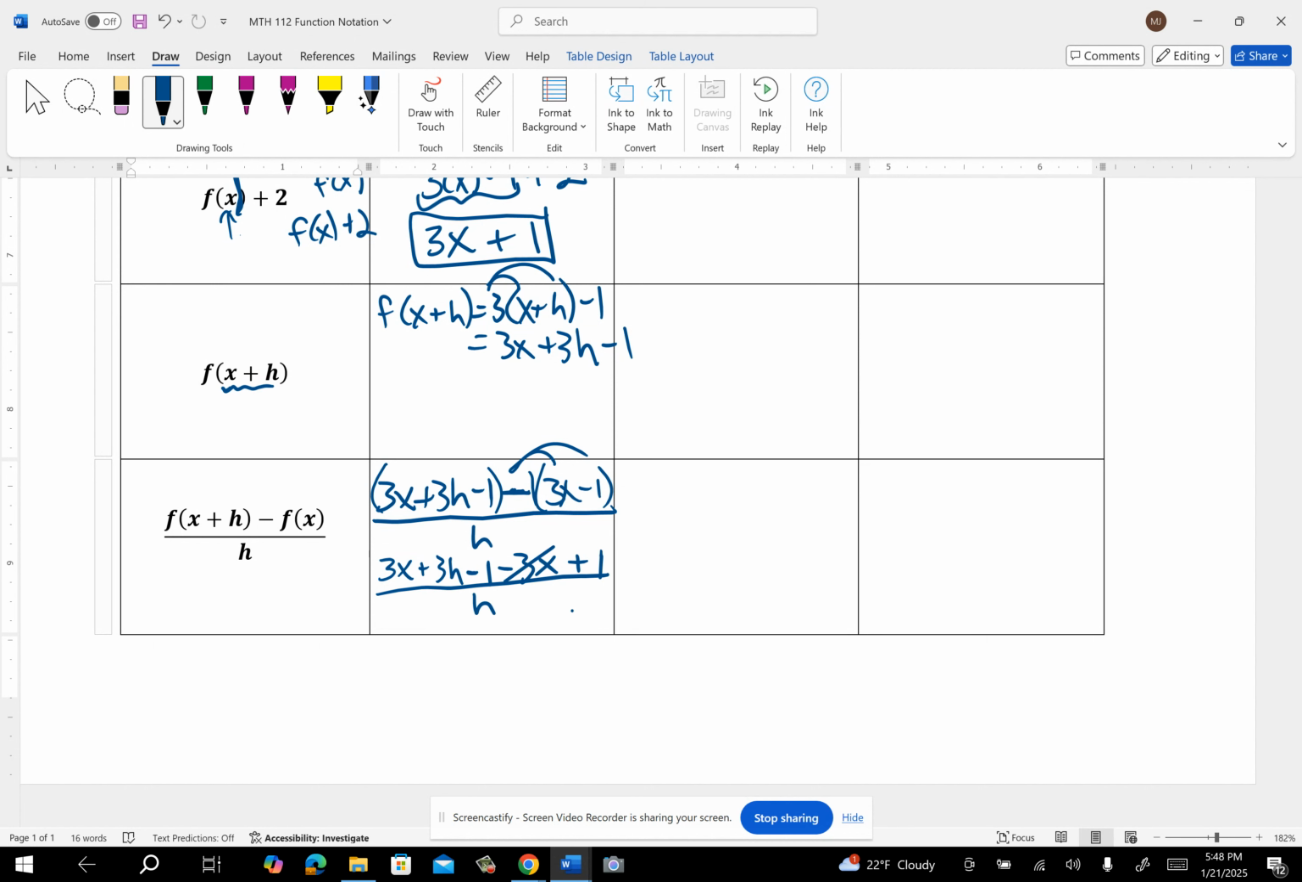So notice the 3x and the -3x would add up to be 0. They'd cancel out. So would the -1 and the 1. So you'd have 3h over h, and the h is a common factor on top and bottom that you can cancel out. So your final answer turns out to be 3. Just 3. So this right here, it's almost like a formula that you're plugging into.